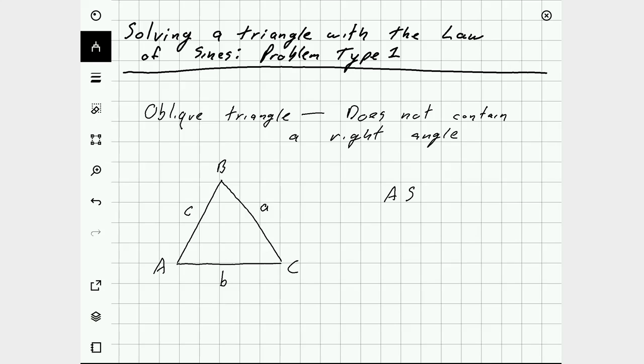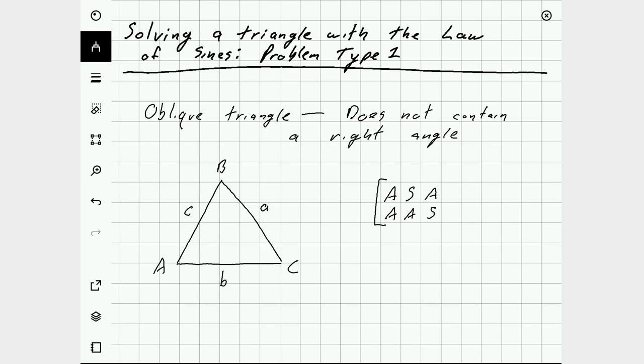There is the ASA triangle, where we have an angle, a side, and an angle in a row like that. There is the angle, angle, side triangle, where we have an angle and an angle and then a side, so two angles and the side not between them. These two forms are what we're going to be talking about in this video.